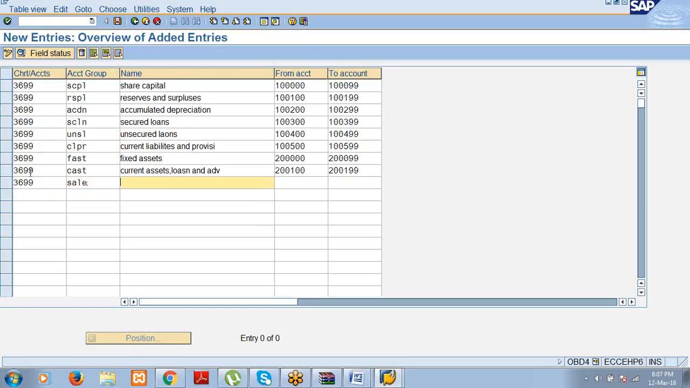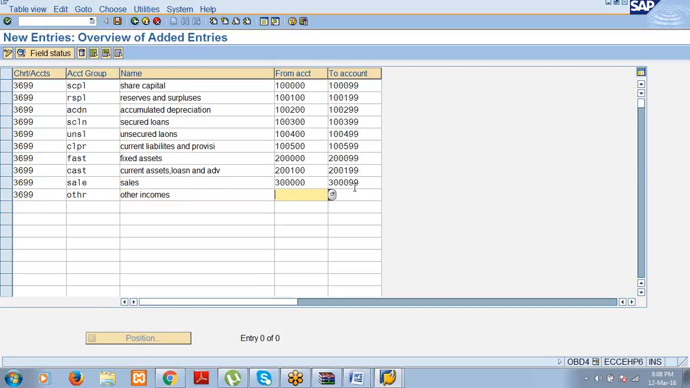Then sales. We have moved to the income side of the profit and loss account. Sales 3 lakhs. From account is 3 lakhs. Means every GL account which starts with the number 3 is a revenue account. Every GL account which starts with the number 2 is an asset account. GL account starts with 1, liability account. Clear? 3,99,000. Chart of accounts 3699.